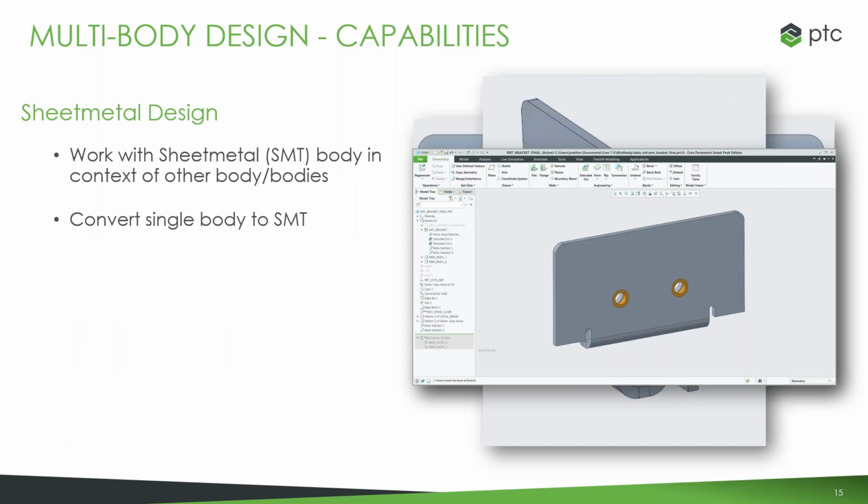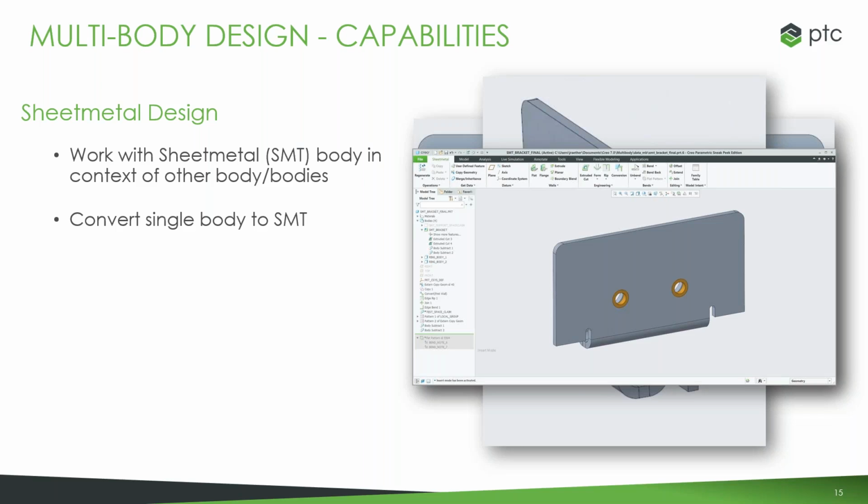The main two areas which I would like to show here is sheet metal. So, sheet metal area, and as I said, the multi-body is not just on the core modeling or part modeling. It is across the board, including sheet metal. You can create sheet metal bodies.